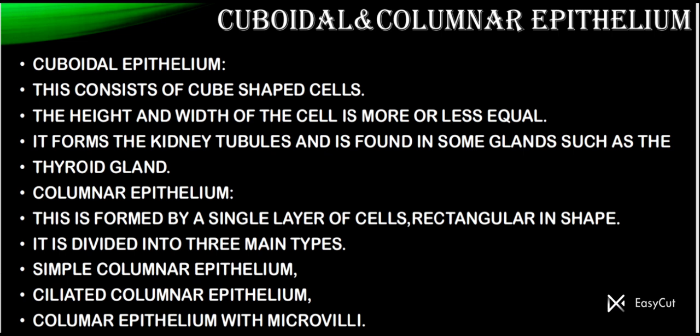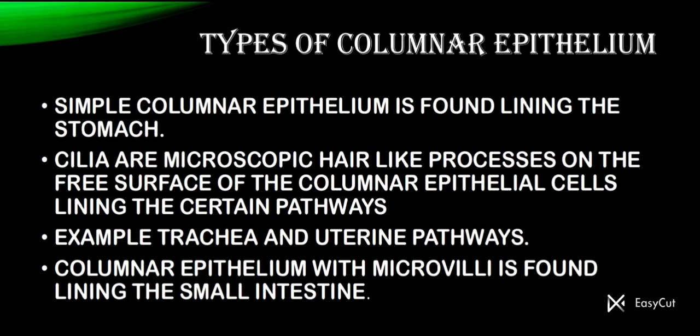If we see the stomach under the microscope, we can see the simple columnar epithelium. What do you mean by ciliated columnar epithelium? If you see the columnar epithelium under the microscope, on the upper surface there is a presence of hair-like processes. Those hair-like processes are called cilia. Cilia help with movement. Cilia are microscopic hair-like processes found on the free surface of columnar epithelial cells that line certain pathways. That is the ciliated columnar epithelium.